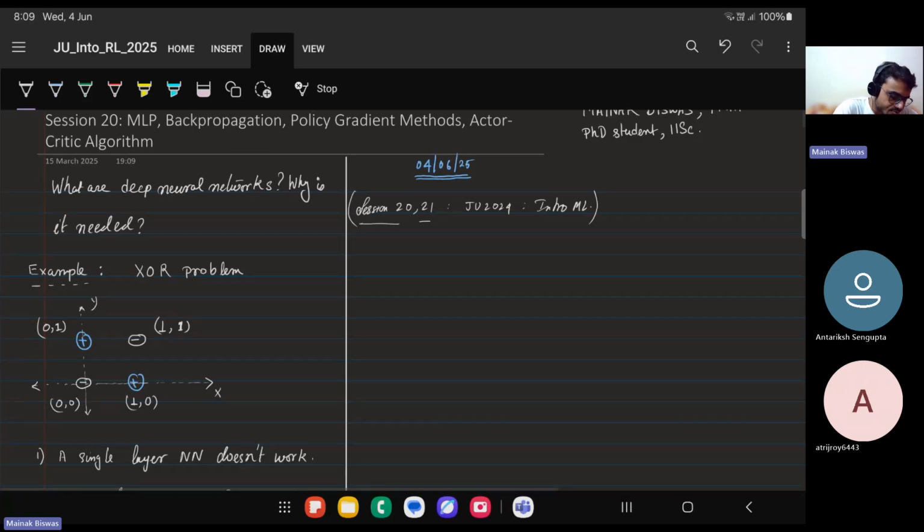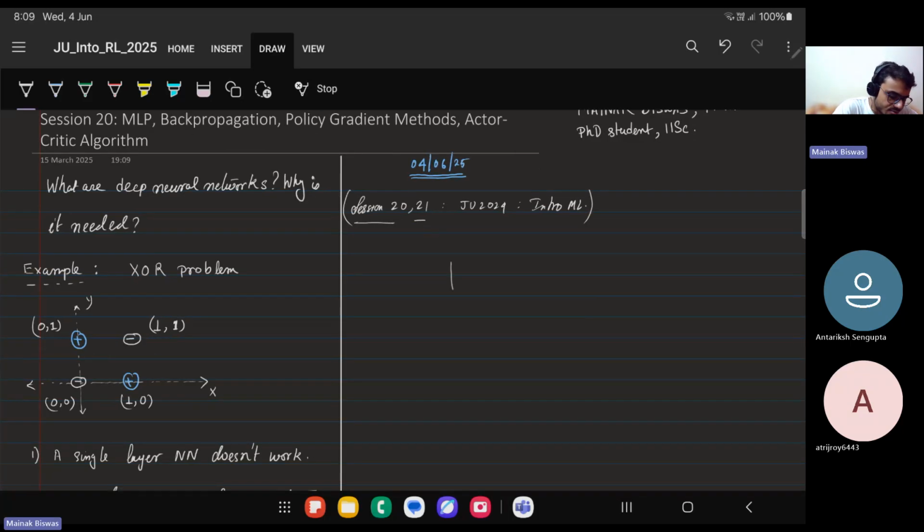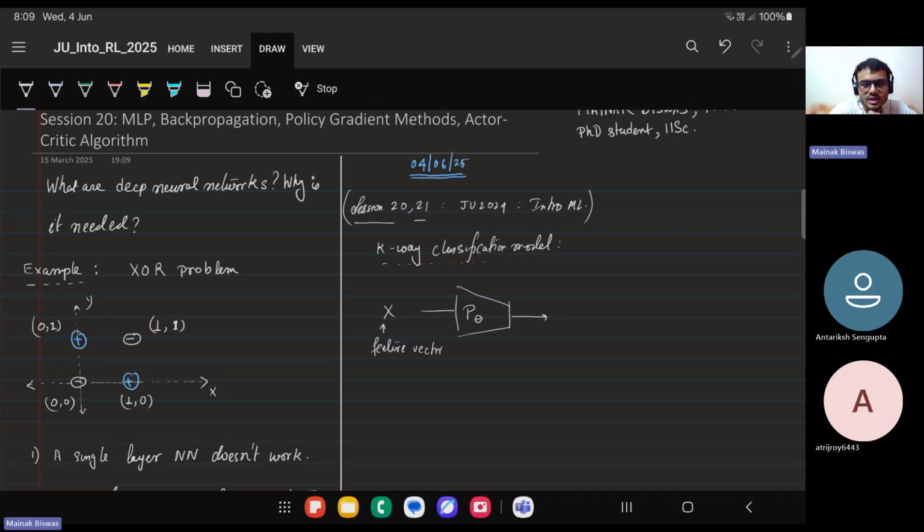So first of all, recall a classification model, say a K-way classification model. What do we need to do? Can you tell me? It takes in an input, this is a feature vector, and this model, say the model is P theta. What does it output in a K-way classification model? The probability distribution of the classes. Very good.